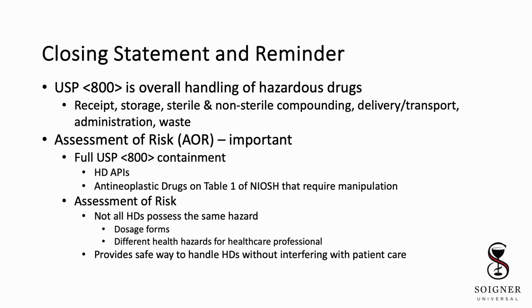The only drugs that must always follow full containment are hazardous drug APIs and antineoplastic drugs on Table 1 of the NIOSH list that require manipulation. All other drugs can be released from full containment if an assessment of risk is done with a documented alternative handling process in place. If a facility chooses not to employ an assessment of risk process, then all hazardous drugs must follow full containment of USP 800.